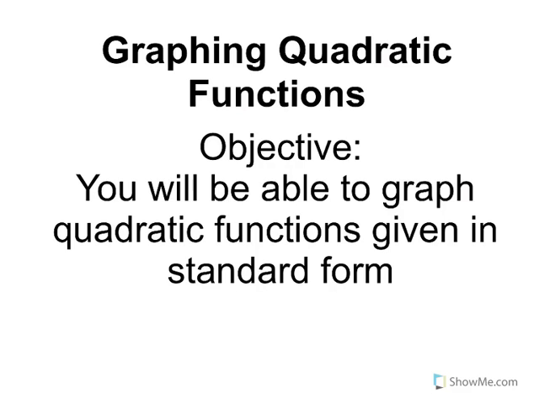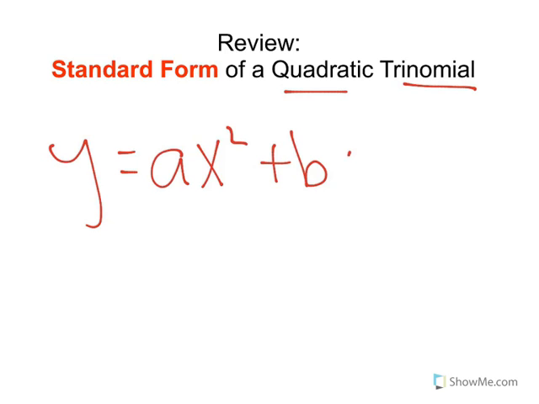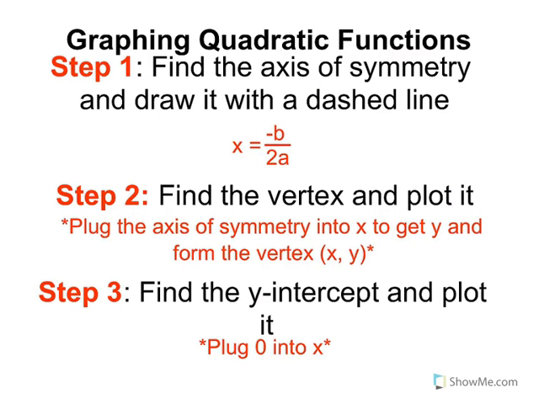So we're going to graph quadratic functions that are in standard form today. Just to review, standard form of a quadratic trinomial is y equals ax squared plus bx plus c, where a, b, and c are real numbers, and a cannot equal 0.